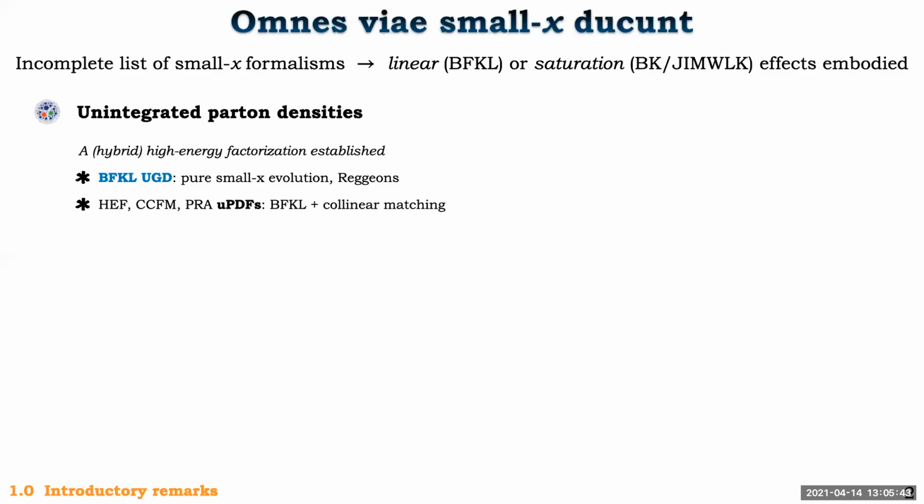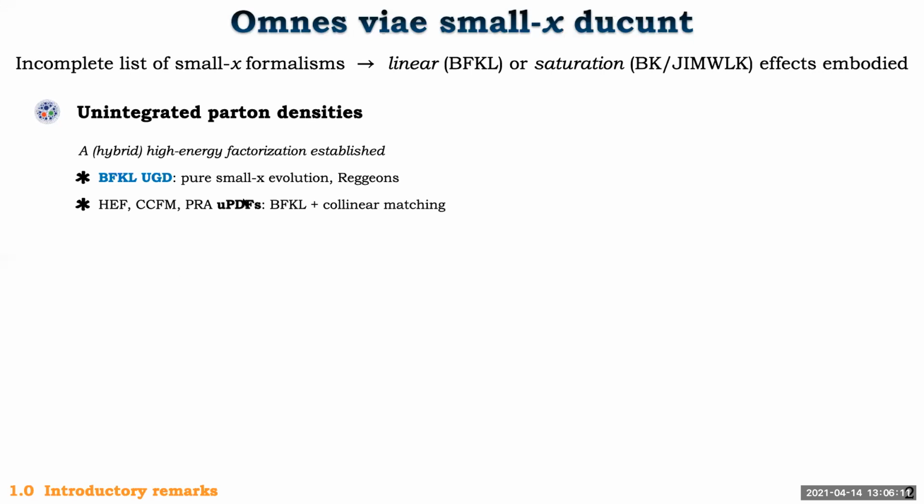Before going into the details of our study, I would like to briefly mention some different ways to access hadronic structure at small x. In spite of the title here, it is a very incomplete list of small-x formalisms, which are all based, in the linear approximation, on the BFKL evolution, or, in the non-linear approximation for the saturation effects, described in terms of the JIMWLK evolution equations.